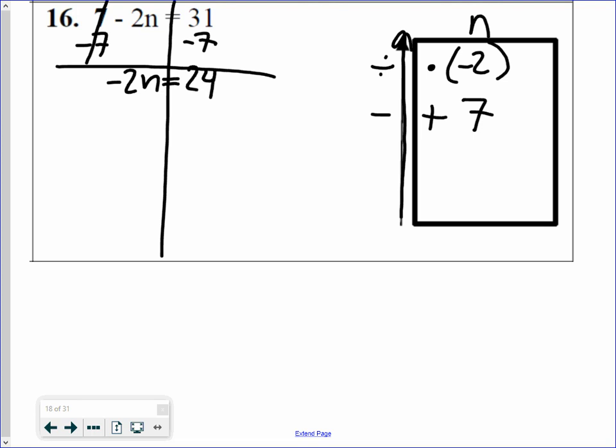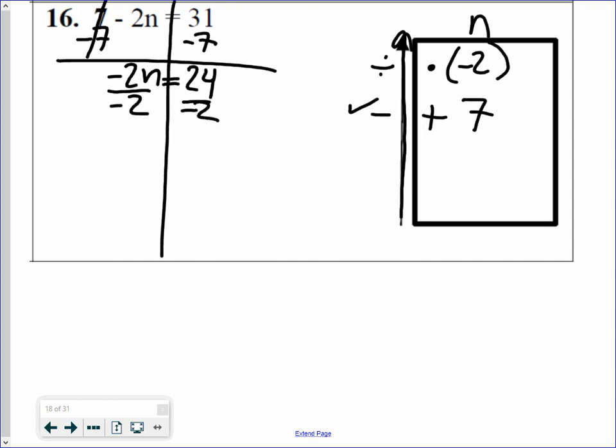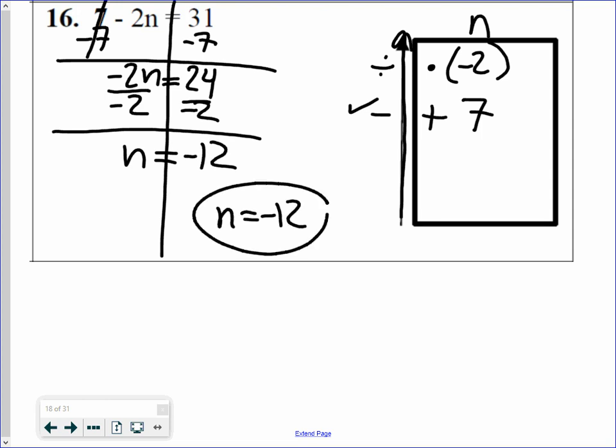Okay. So with that, let's see, can I move that up a bit? Okay, sure. So negative 2n equals 24. Next step is divide by a negative 2. So divide both sides by negative 2, divide by negative 2, and I get that n equals negative 12. There we go. And I think that's it for that one.